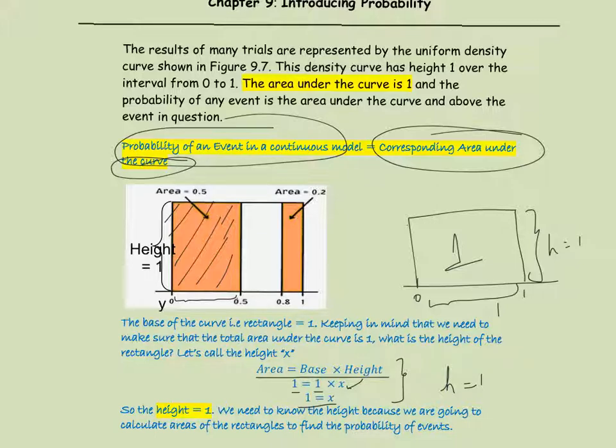corresponding to that particular event. So for example, if we want to find the probability that a number lies between 0.8 and 1, we need to look at the area of this rectangle, and the base here would be the distance from 0.8 to 1, which is 1 minus 0.8, which is 0.2. So 0.2 times the height, which is 1, that would be the area. So area equals probability. So 0.2 is the probability that a randomly chosen number between 0 and 1 falls between 0.8 and 1.